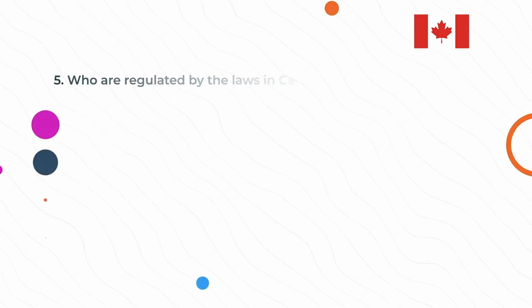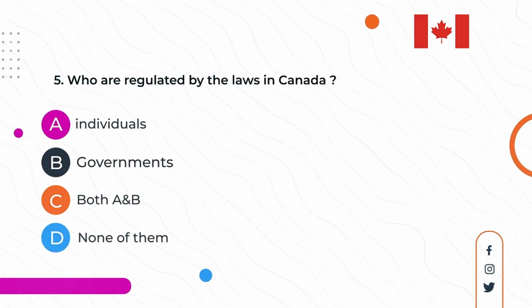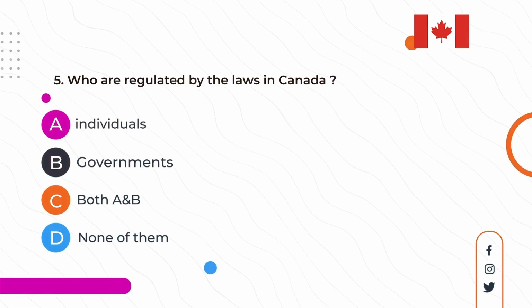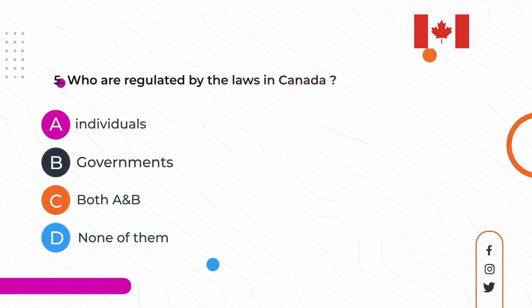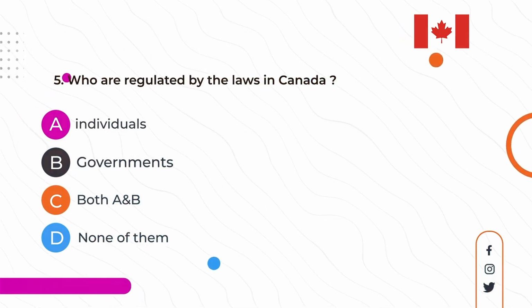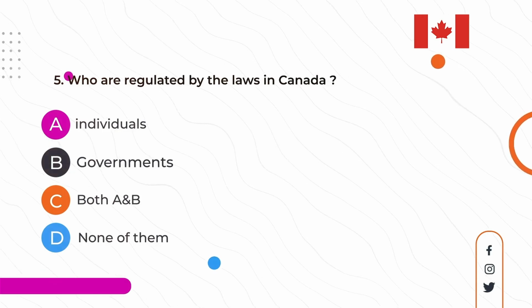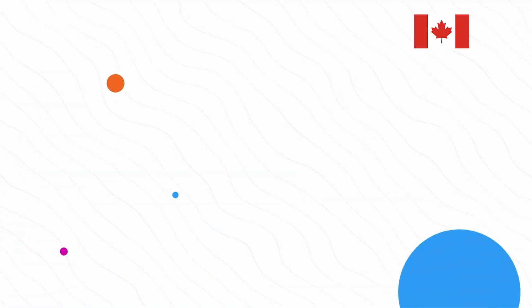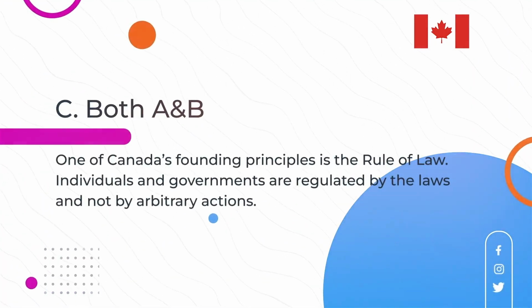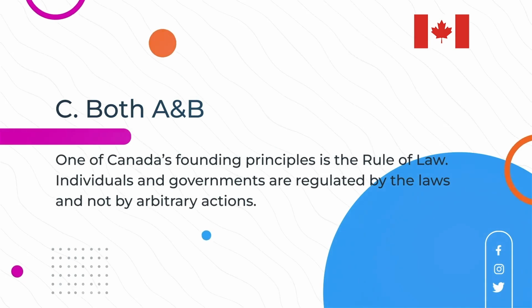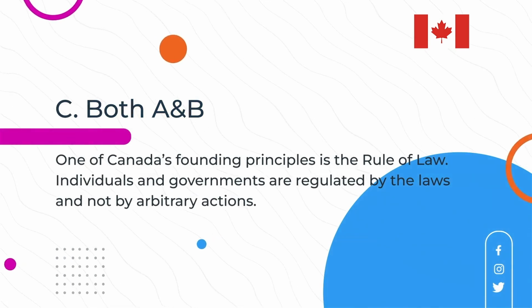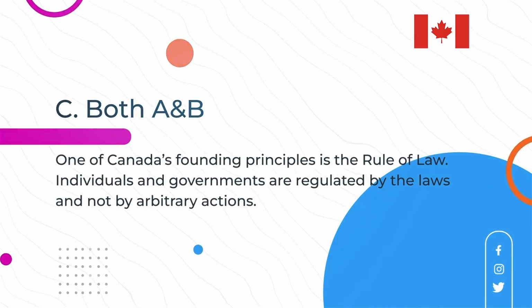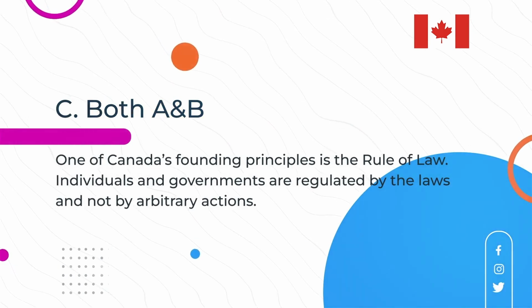Number 5. Who are regulated by the laws in Canada? A. Individuals. B. Governments. C. Both A and B. D. None of them. Answer. C. Both A and B. One of Canada's founding principles is the rule of law. Individuals and governments are regulated by the laws and not by arbitrary actions.